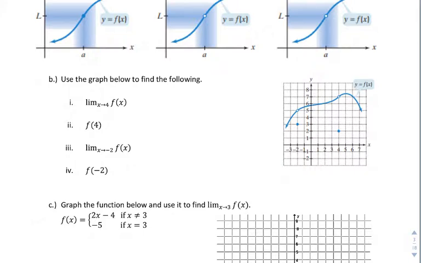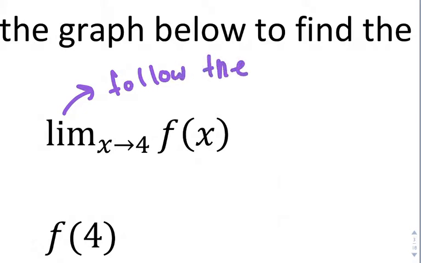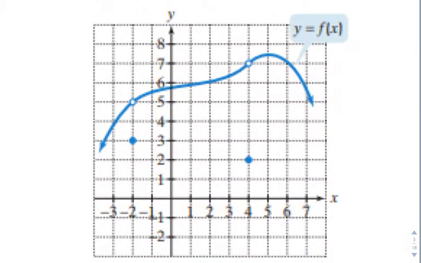So starting with that first one, it says limit as x approaches 4 of f of x. So when it says the limit, we want to follow the actual line. So we're not looking at x equals 4, we're looking at what happens as that line approaches x equals 4. So if I'm looking at 4, it's this one here. Again, we're not looking at the actual value, we're looking at the limit. So we're going to see what this line is doing as it approaches 4 from both sides.